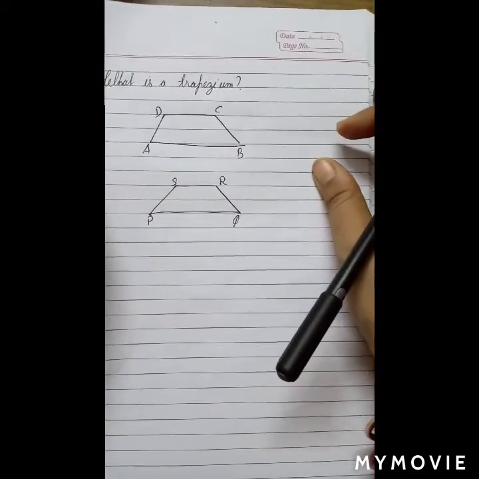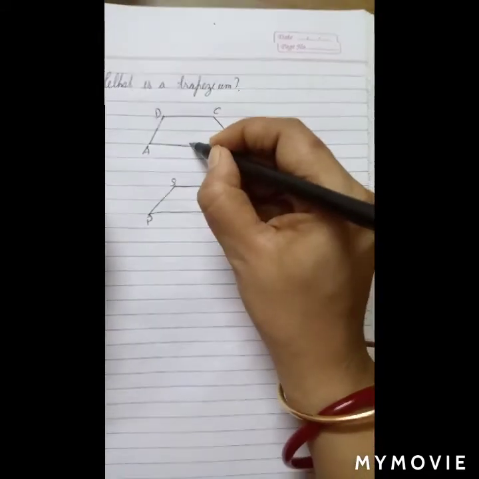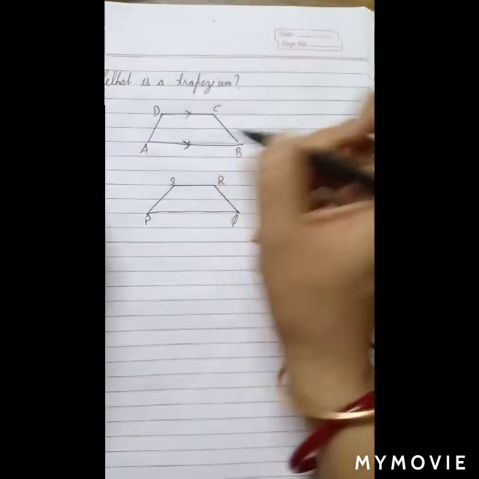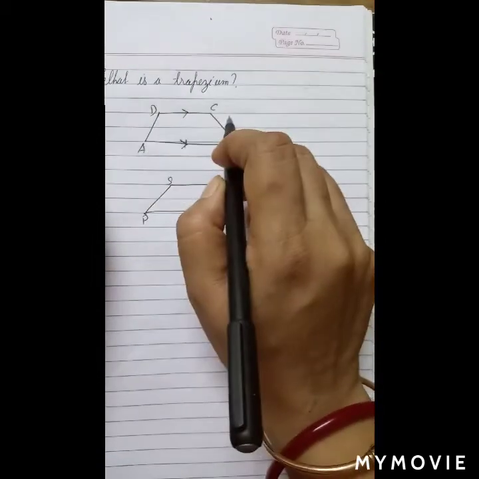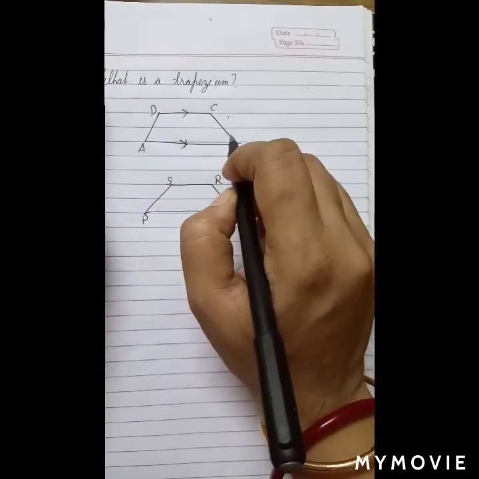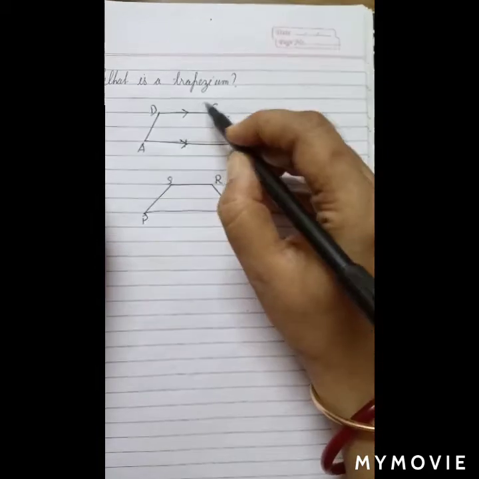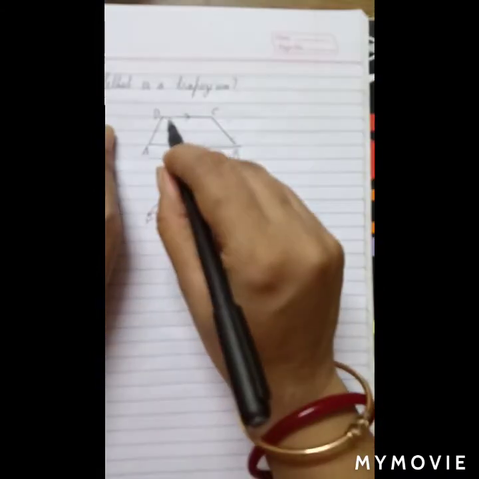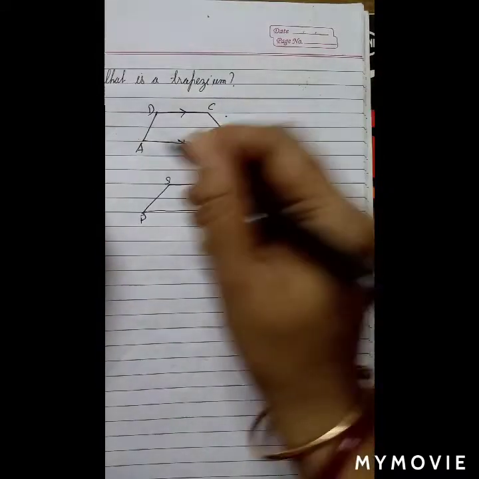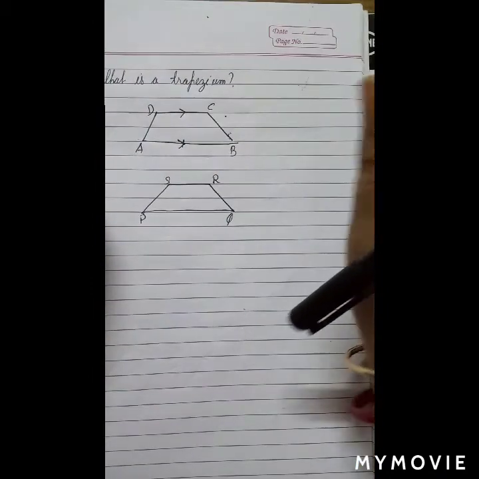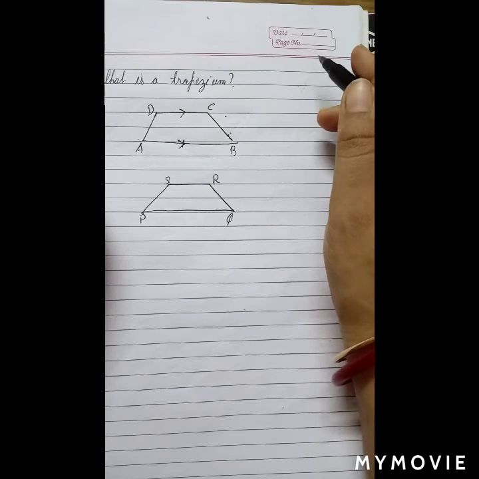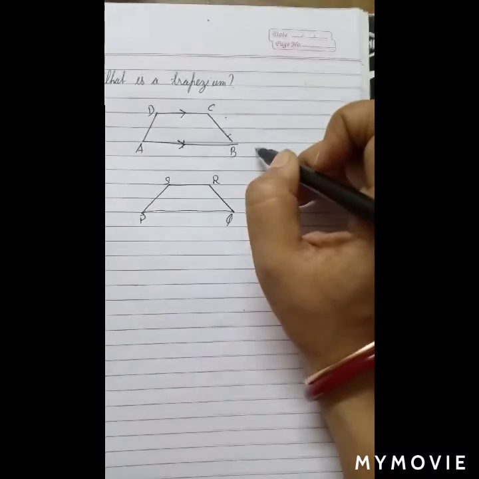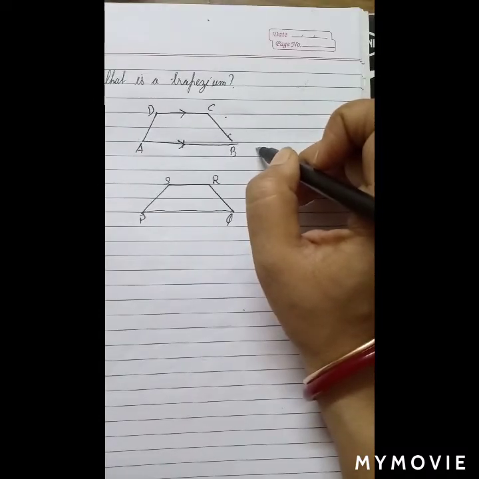A trapezium is a quadrilateral where there is only one pair of parallel sides. This symbol represents that AB is parallel to DC and one pair of non-parallel sides. If we extend BC and AD, they will meet at some point, but if you extend DC and AB, you will keep on extending and they will not meet. So AB is parallel to DC. So it has only one pair of parallel sides, that is AB and DC.